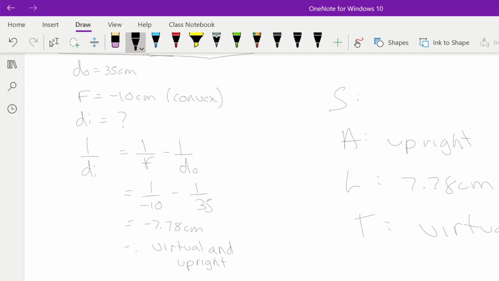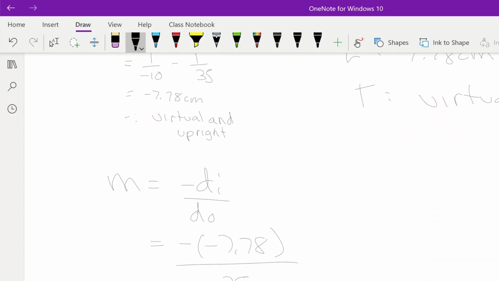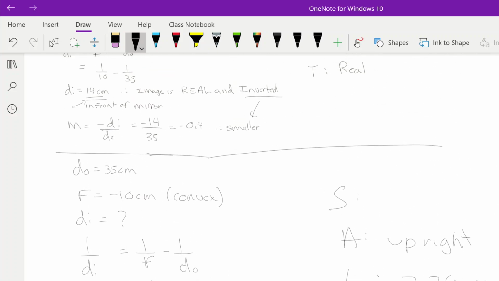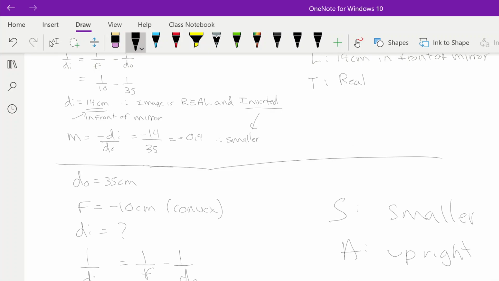Now we just need the size. To get the size, we'll use the magnification equation. It's negative DI over DO. So I get negative of a negative 7.78 divided by 35. Now here's the thing, the two negative signs cancel out. Negative times a negative is a positive. So I'm going to get 7.78 divided by 35, which is 0.222. So here I get positive 0.22. So this is again smaller. Magnification factor has to be bigger than 1 for it to be larger. But diverging lenses are always smaller, right?